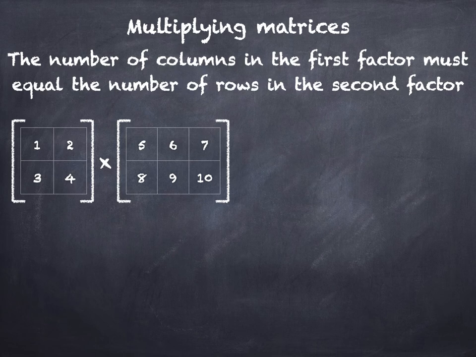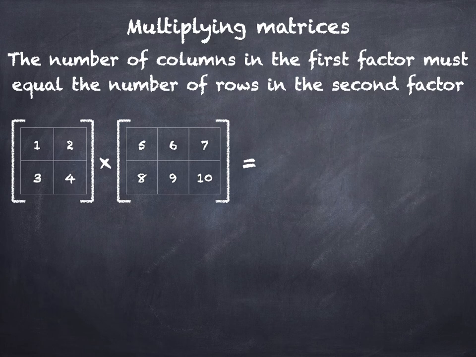I numbered the squares 1, 2, 3, 4, 5, 6, 7, 8, 9, 10. Those are actually numbers in the matrix, but I'm going to use them to identify where I am also. So they're doing double duty. They're a value, but they're also a location, if that makes sense to you. Because the way we multiply these, we have the matrix on the left, 1, 2, 3, 4, and the matrix on the right, 5, 6, 7, 8, 9, 10. How do we multiply that?